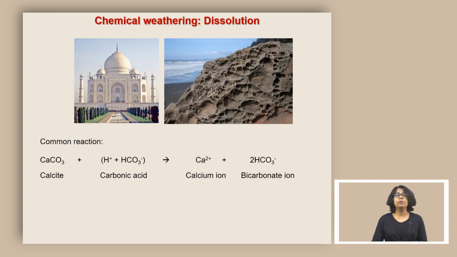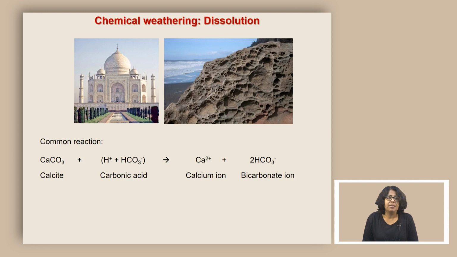The first example should be familiar, Taj Mahal. It is made up of primarily calcium carbonate, and calcium carbonate is one of the minerals. The mineral name is calcite. If you convert it to a rock, it can be either marble if it gets metamorphosed, or if it does not get metamorphosed, then it can be a limestone. And this form of calcium carbonate is very susceptible to chemical weathering, primarily dissolution.